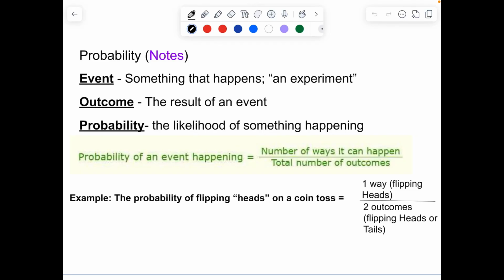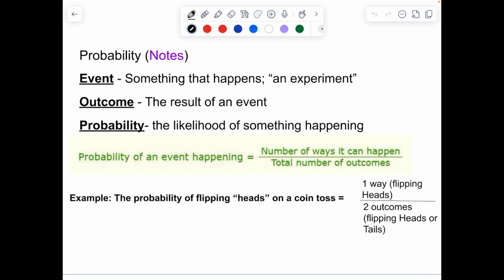Today we are going to go into the topic of probability. Probability can be a very complicated topic, but we are just going to go over the basics of it today. Some vocabulary you should know before we get into some of the details is what an event is, what an outcome is, and what probability is itself.